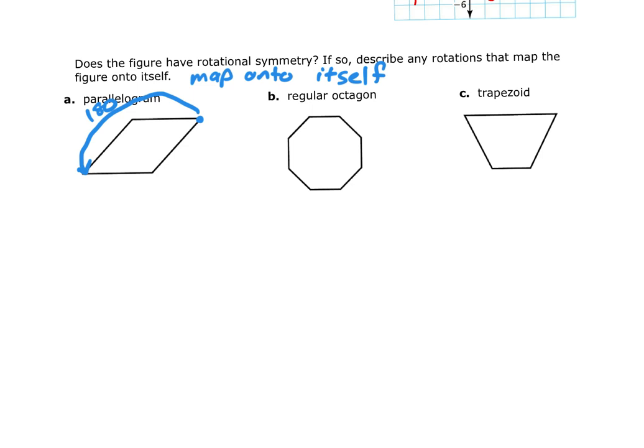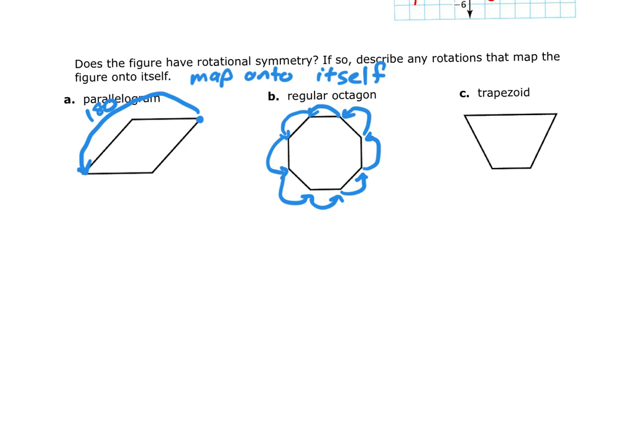Okay, this one here, you could do a lot of different things. You could do it in 45-degree rotations. You could take that point and you could rotate this thing 45 degrees at a time. Okay, so you could do a 45-degree rotation.